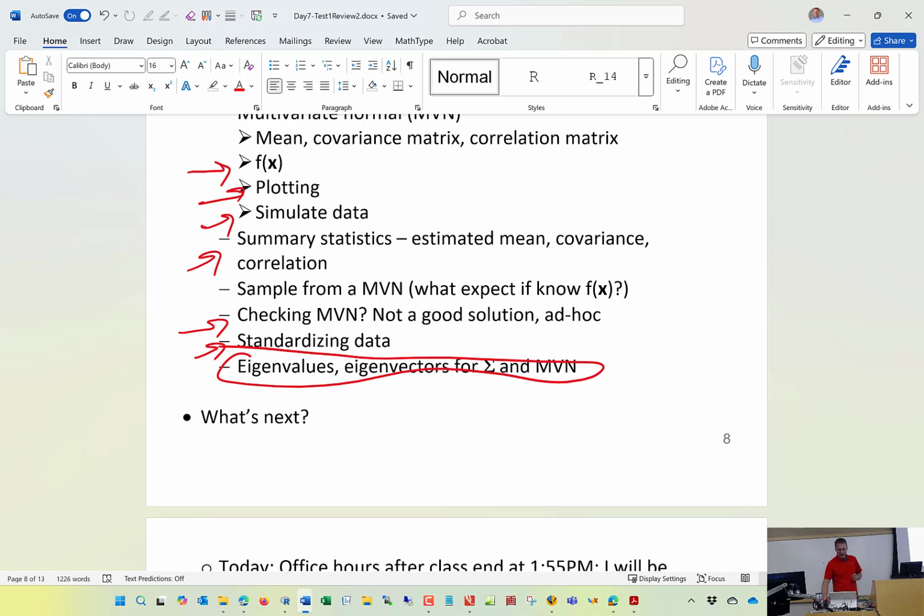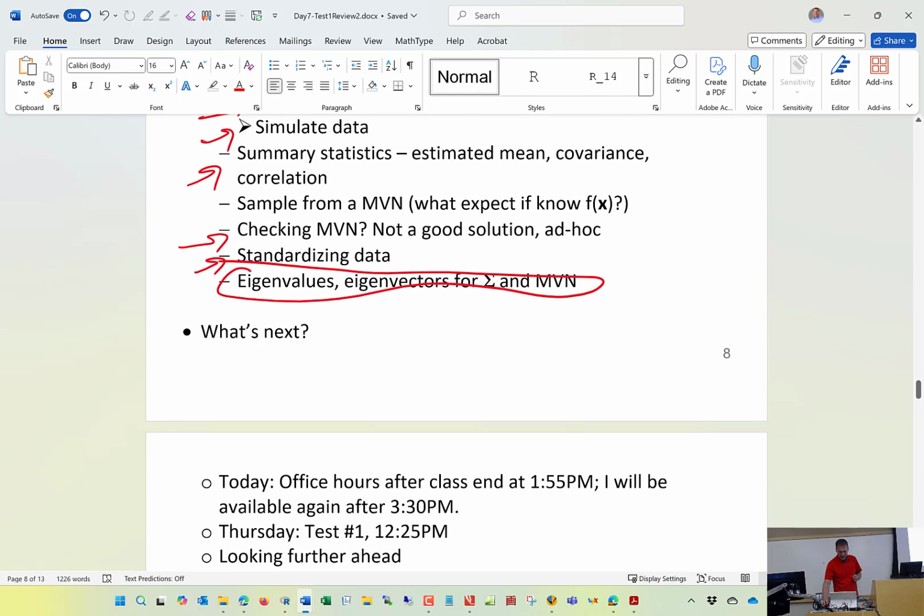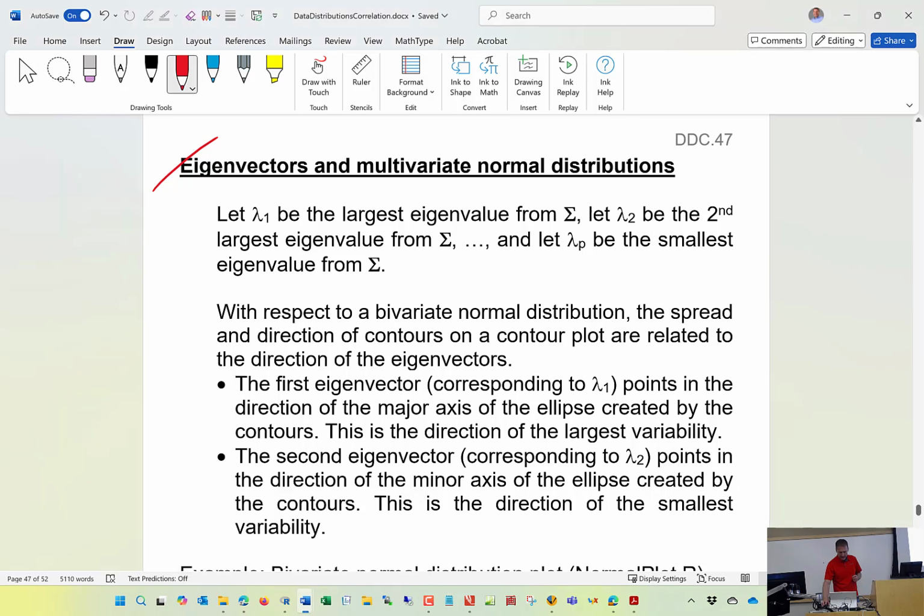Okay, let's finish up this data distributions and correlation section. Now we're going to start seeing why these eigenvalues and eigenvectors are important. We're going to work with the covariance matrix for a multivariate normal and find the eigenvalues with it. Let lowercase lambda 1 be the largest of those eigenvalues, lambda 2 the second largest, all the way down to lambda sub p. We go down to p because this sigma is a p by p matrix, because we always have p variables in a general sense. Each eigenvalue, of course, has an eigenvector associated with it.